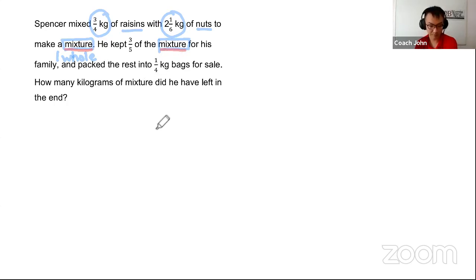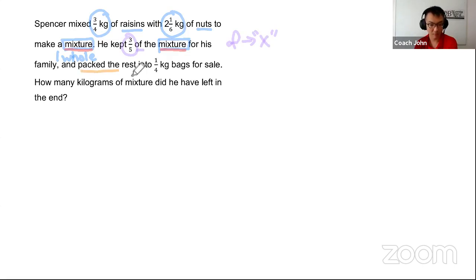Next, 3/5 of. Of here means times. Very important. Before you teach your child, make sure that your concepts are accurate and correct as well, if not, you'll be passing down the wrong things to your kid. Next, then he packed the rest.